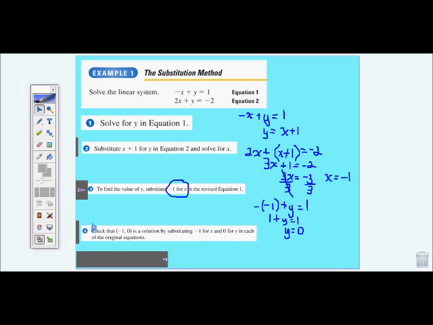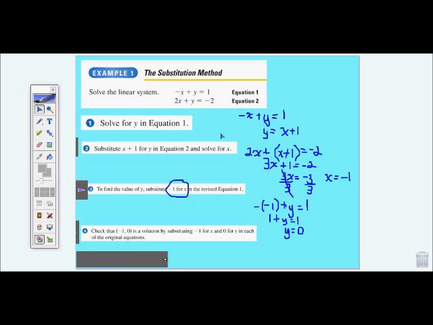The next step would be to check that negative 1, 0, our new coordinate point, is a solution by substituting the negative 1 for x and 0 for y in one of the original equations. I can still use my simple equation here and substitute it in. Is a negative negative 1, which is positive 1, plus 0 equal to 1? Yes, a negative negative 1 is a positive 1. 1 plus 0 is 1.